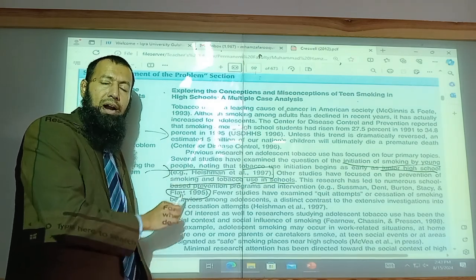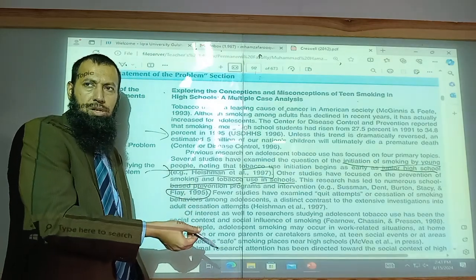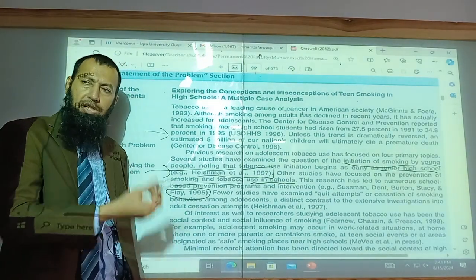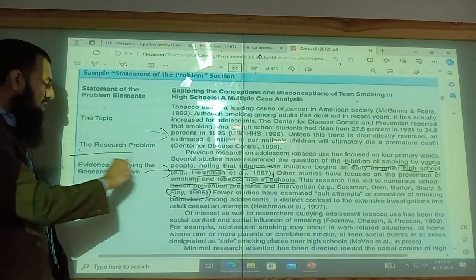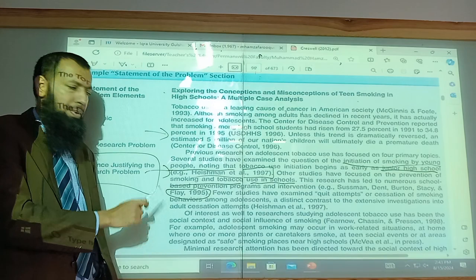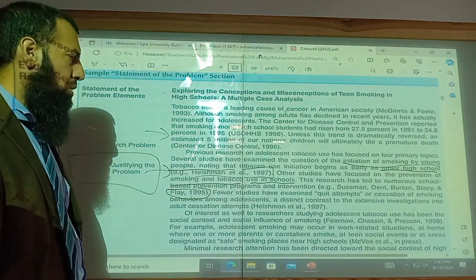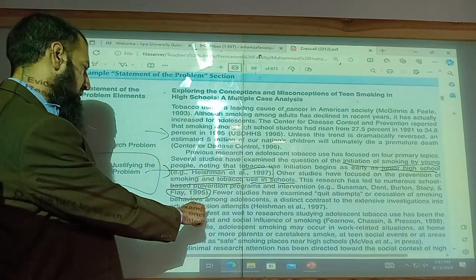If the quality of the article is not at par, you cannot talk about the previous researches, because it means that you have not searched out the proper researches at all. Very, very important that when you talk about the evidence justifying the research problem, it's very important that you keep using the peer-reviewed journal. Okay, fewer studies have examined could attempts or cessation of smoking, adult cessation attempts.